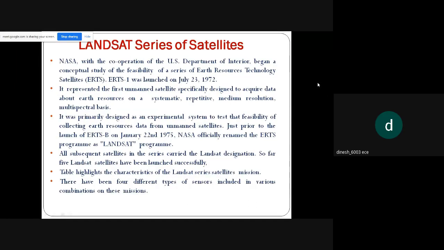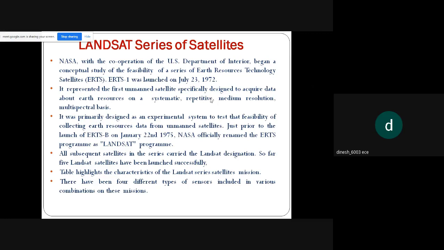So NASA, with the cooperation of the United States Department of Interior, began a conceptual study of the feasibility of services of Earth Resources Technology satellites. So this was launched in the year 1972 on July 23. This represented the first unmanned satellite specifically designed to acquire data about Earth resources on a systematic, repetitive, medium resolution, and multispectral basis.